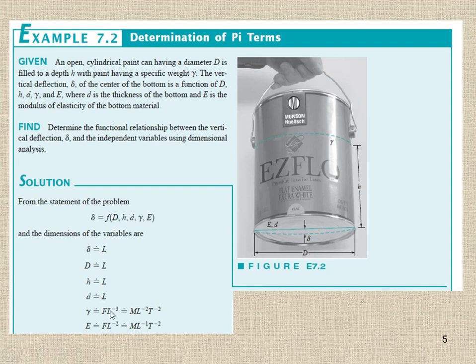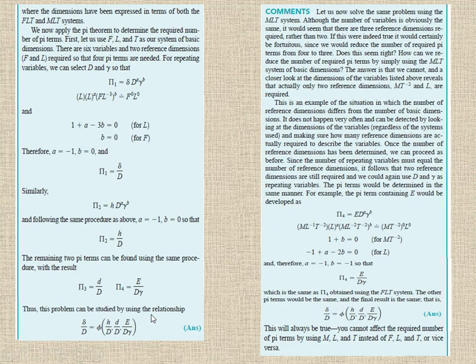So here the reference dimensions are M T^-2 and the length. These are the two reference dimensions. So when we subtract 6 minus 2, we get 4 pi terms. So in both cases the total number of pi terms will remain the same. Okay, so there is no difference in it.